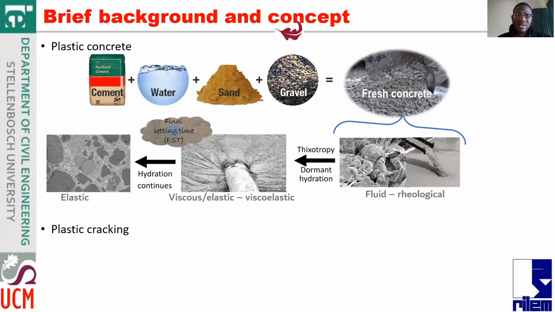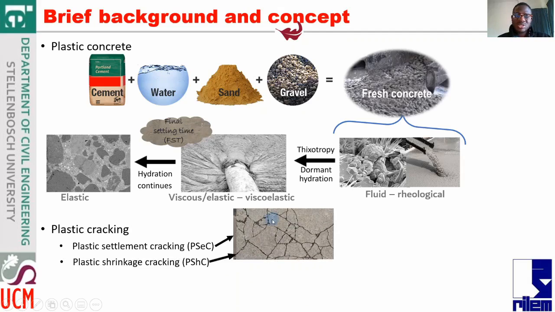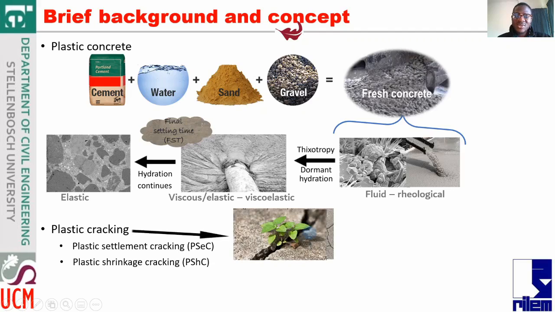Now to plastic cracking. There are two forms of plastic cracking. The first is plastic settlement cracks, in which the particles in the concrete settle, and due to differential settlement or restraint to this settlement, cracks could occur. The second is plastic shrinkage cracking, in which bleed water, the pore water within the concrete, evaporates, leading to crazed cracks such as this. And funnily, if you leave your concrete long enough, you could even see weeds growing within them.